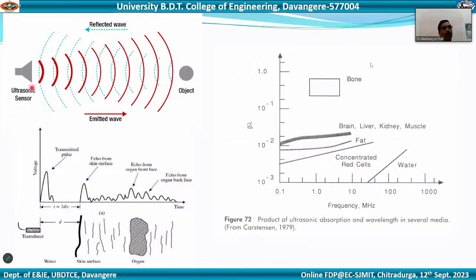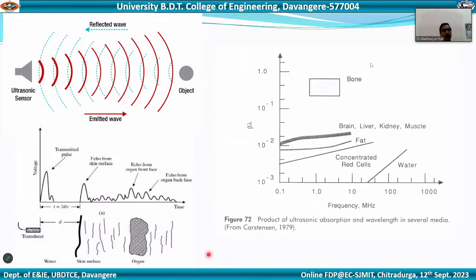If I pass an ultrasound from a sensor, it is emitted, hits the object, and gets reflected back. If I capture the reflected signal, based upon the time I transmitted the sound and the time the sound is reflected, I can find out the position of the object, how far it is from the sensor. Second, based upon the intensity of the reflected signal, I can also characterize the object.